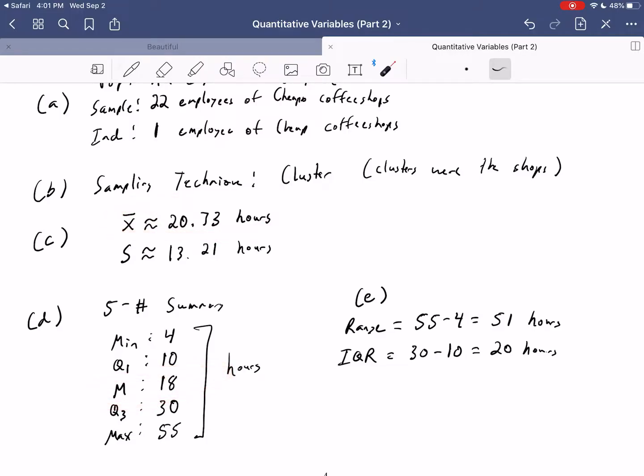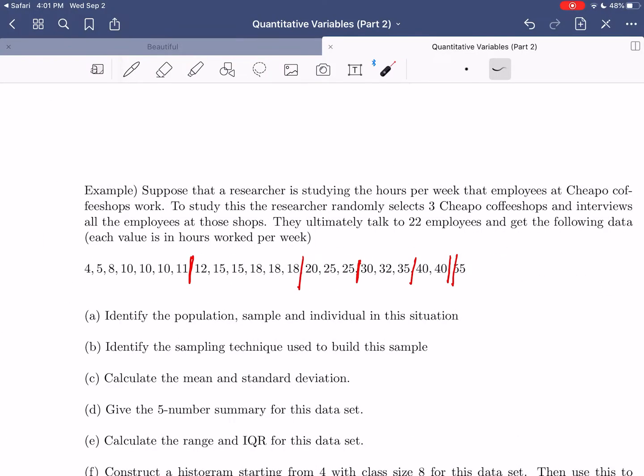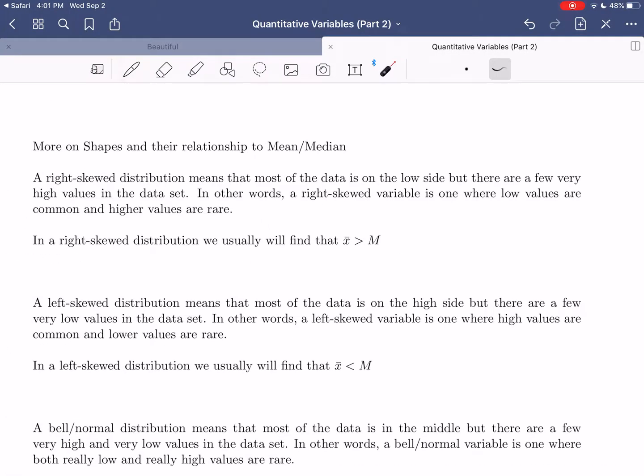That is actually a rule in general about the relationship between the shape of a distribution and the mean and median of the data set. So let's talk a little bit more about shapes and their relationship to mean and median. A right skewed distribution, like the example we were just doing, means that most of the data is on the low side, but there are a few very high values in the data set.